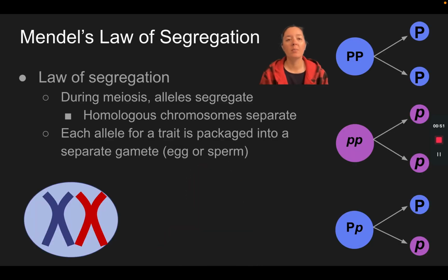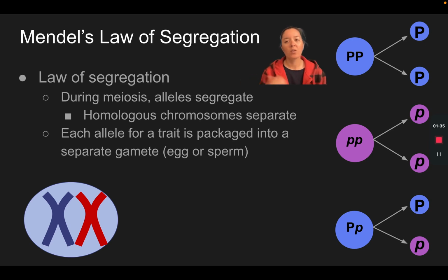So first I want to speak about Mendel's law of segregation. During meiosis, alleles segregate. Those homologous chromosomes are separating, and each allele for each trait is packaged into a separate gamete, which is how we get those 4 haploid gametes at the end of meiosis. We're seeing all of those different alleles separate out. Mendel didn't know about meiosis yet.